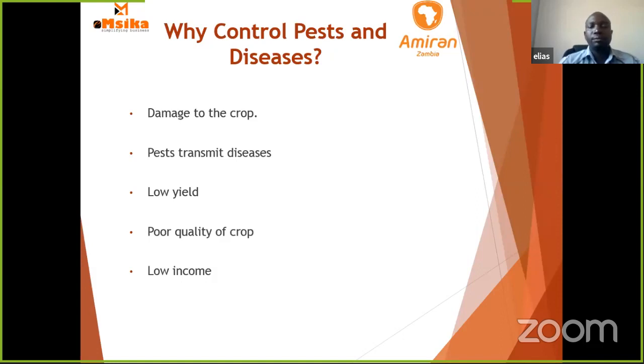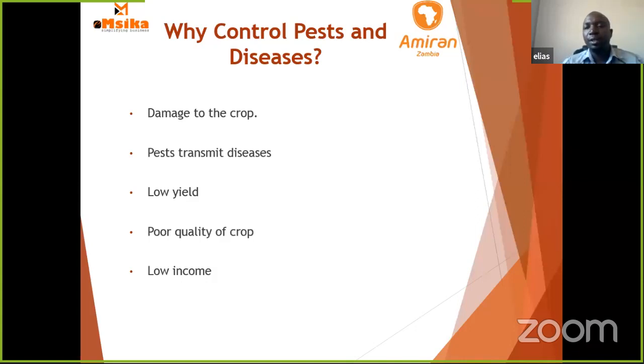Then pests also, apart from feeding from the crop, they also transmit diseases. For instance, the insects that are found on the crop can also act as vectors. They can act as agents for transmission of different diseases from one crop to the other, from one field to the other, from one farm to the other. So there's need, therefore, to control the pests and the diseases.